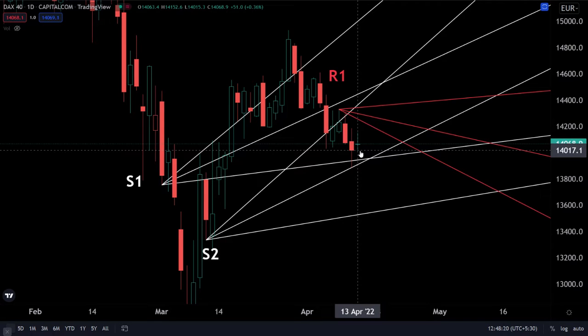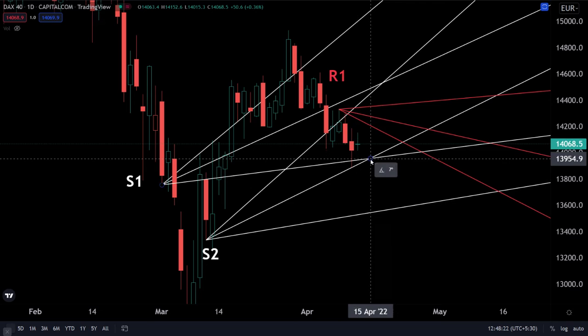If the 14,000 level is breached, we could end up closing around 13,950 or thereabouts. This is our second support below the 14,000 level, 13,950.